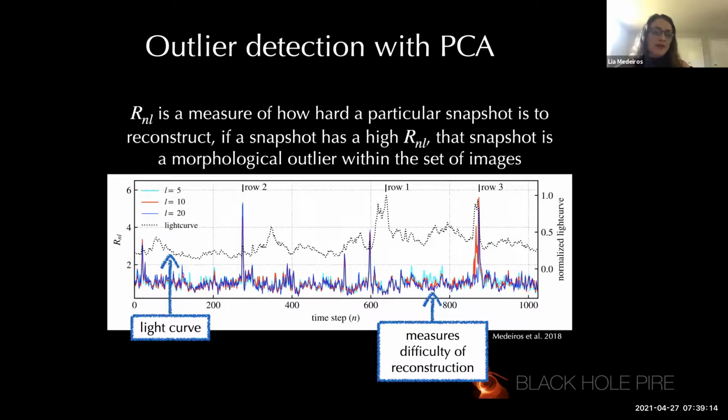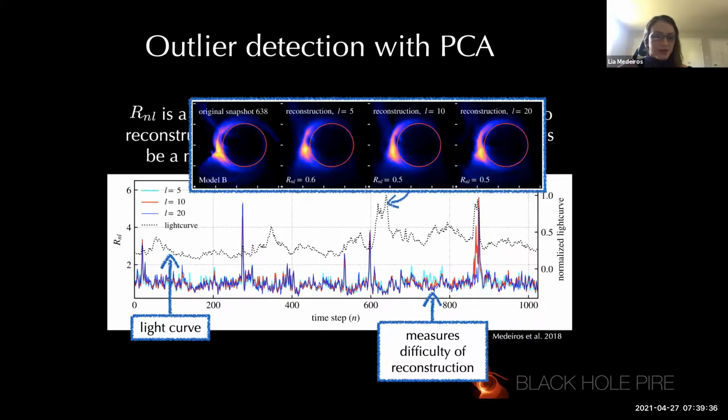The dotted line is the light curve of this model. And the colorful curves at the bottom here are the results of this RNL metric. The RNL metric depends on the number of components that you use, so we're showing you here as an example the results of using 5, 10, and 20 PCA components. There are a few specific snapshots that I want to highlight here. First, this simulation has a significant flare right here. The flux increases significantly, but nothing really exciting happens to the actual structure of the image.